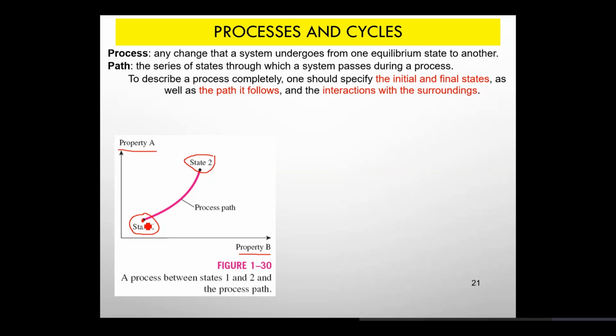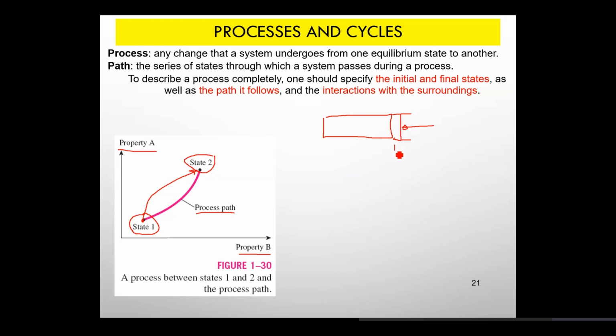The process takes place if I move from state 1 to state 2, but I cannot completely define the process unless I am aware of the process path. Clear? And if there is any interaction between the system and the surroundings, we'll see that in a while. Now, let's say I have a piston-cylinder configuration with me, and there is some gas stored within the piston.